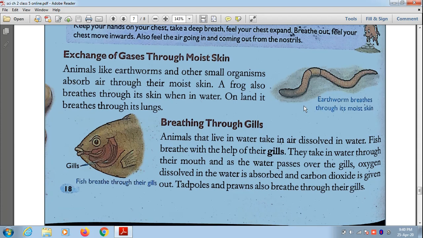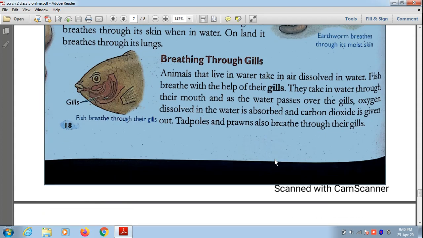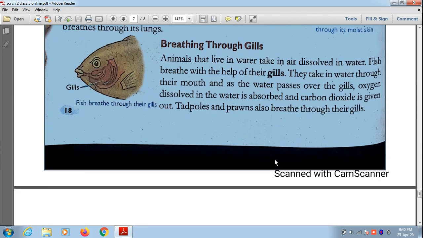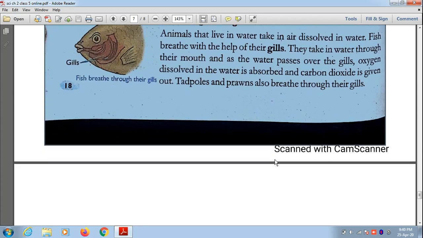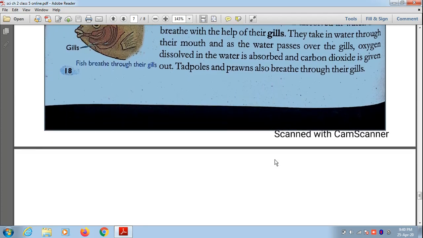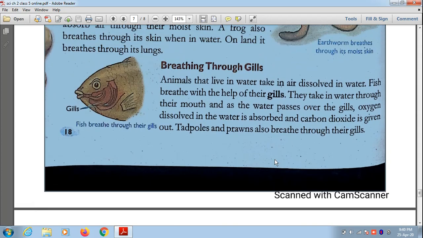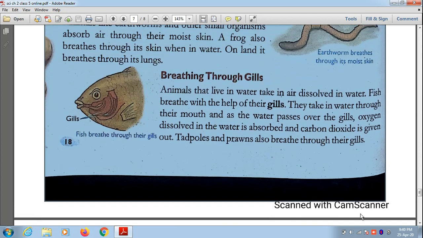Okay, and through gills. We have already studied about fish. Fishes are the organisms that use their gills to breathe in. These gills help them to breathe in the oxygen which is dissolved in the water, right? Otherwise, it would have been a problem for them to breathe in the oxygen. The gills help in exchange of the gases, and you could see these gases in the form of small bubbles that come out of them, right?